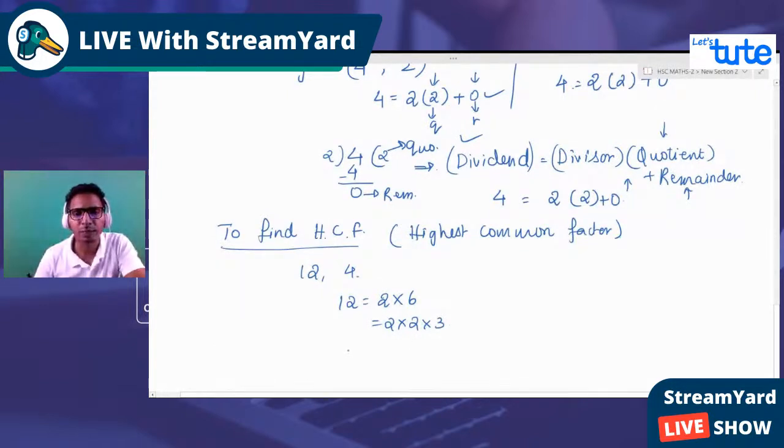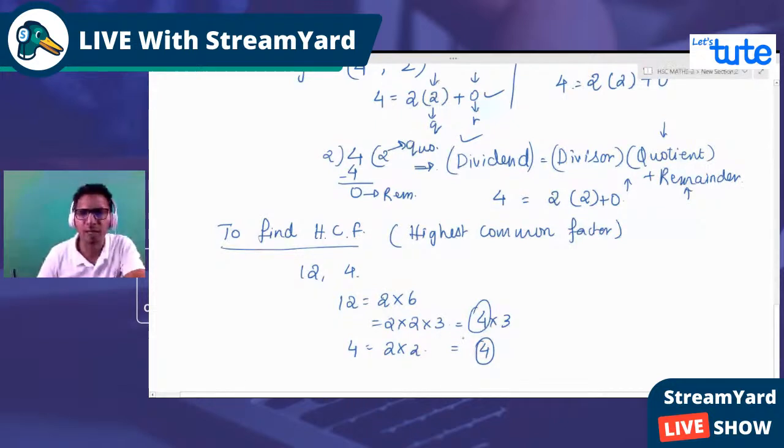And similarly, let's go for 4. What do we get? 2 multiplied by 2. That's it. So what is the highest common factor? We can see that the highest common factor is 4, correct? Because we can write 12 as 4 multiplied by 3, and here 4. So 4 is common, and this is the highest number we have in the factors.